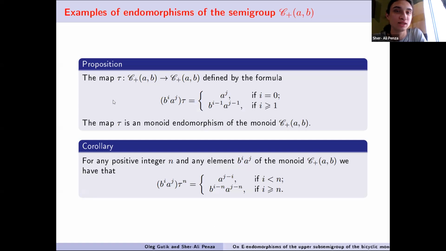On this slide, we see an example of an endomorphism of our monoid. The map tau is defined by the following formula. Tau is a monoid endomorphism of the upper semigroup, and for any positive integer n and any element of the upper semigroup of the bicyclic monoid, you have this formula.